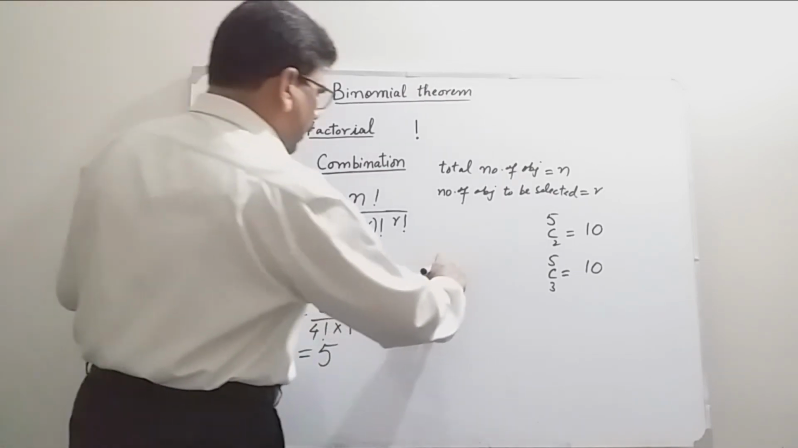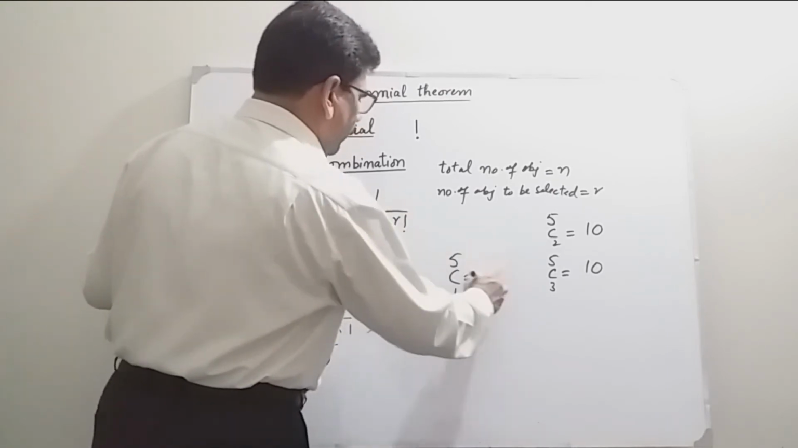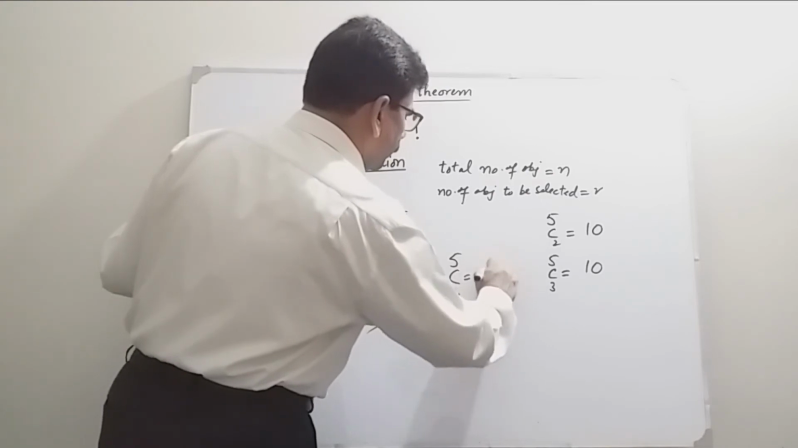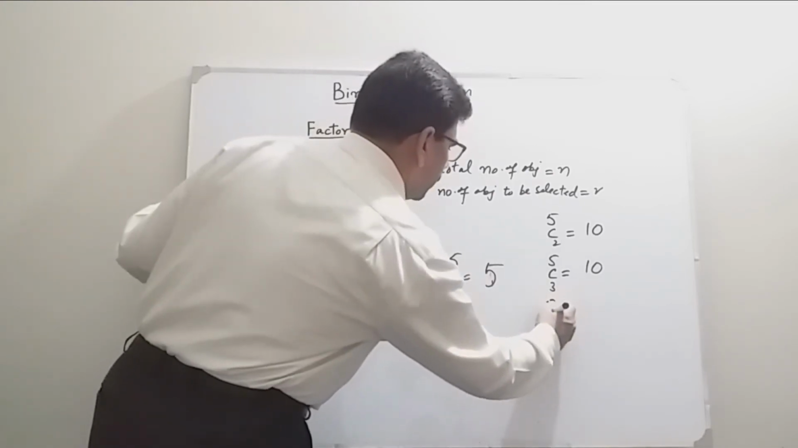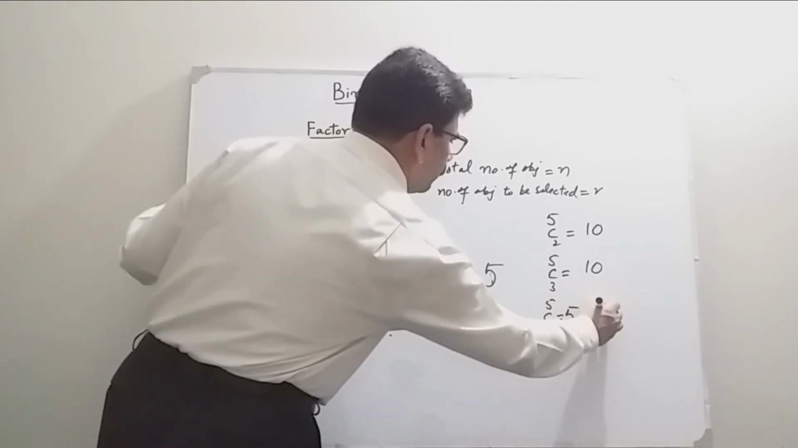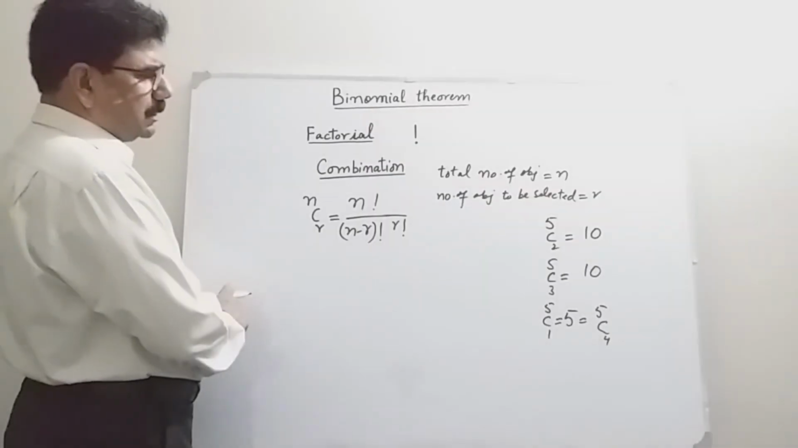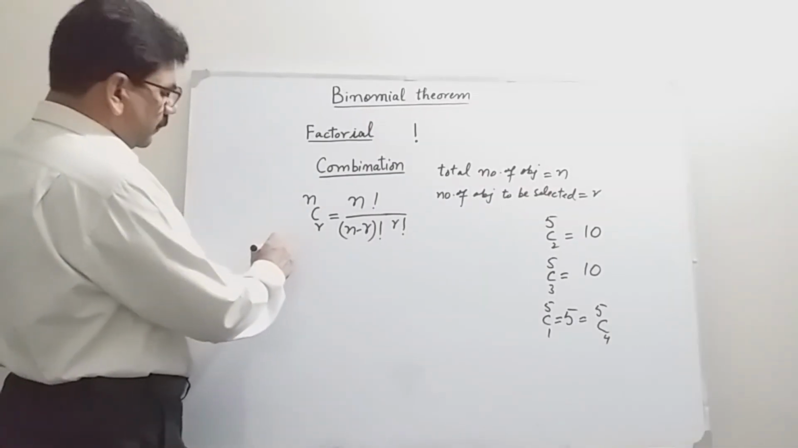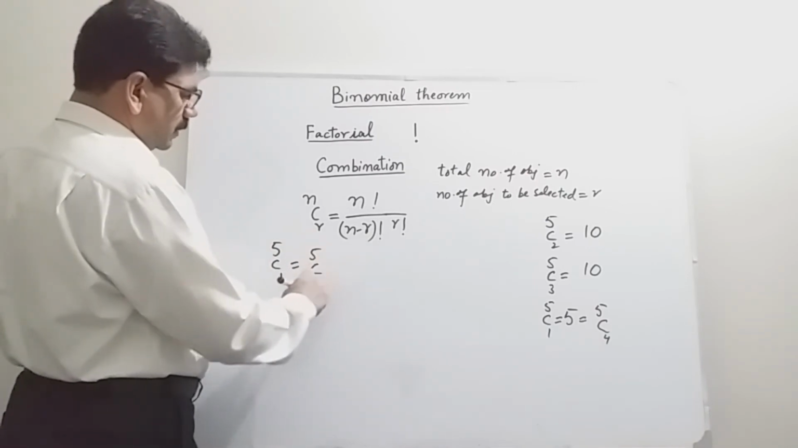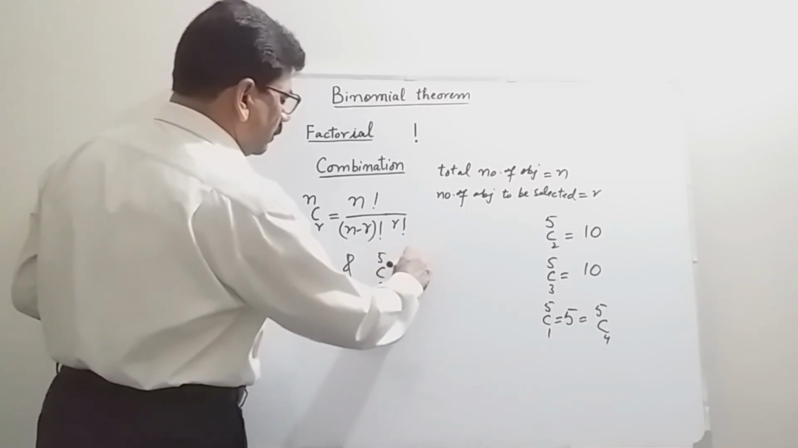Similarly, if we find 5 combination 4 using the same formula, the answer will again be equal to 5. It means that 5 combination 1 equal to 5, and which will be equal to 5 combination 4. Here we have seen that 5 combination 1 equal to 5 combination 4 and 5 combination 2 equal to 5 combination 3.